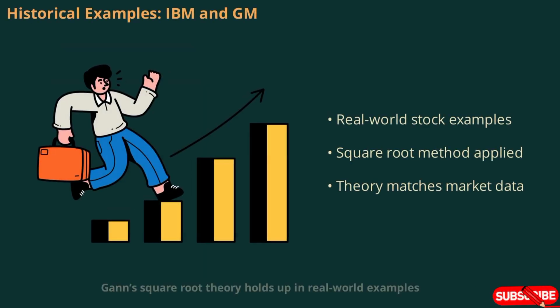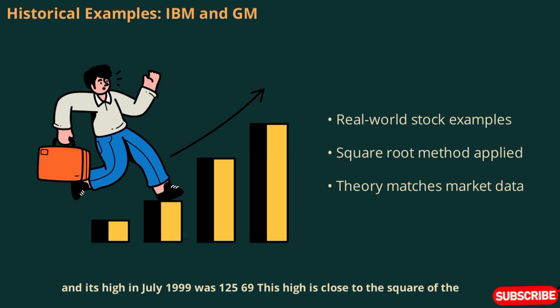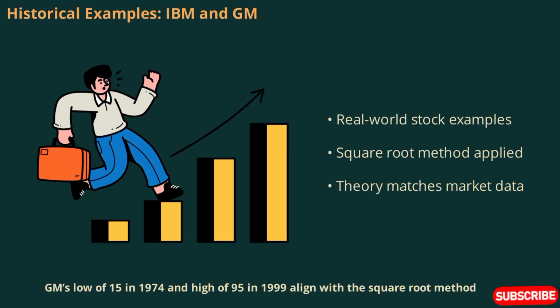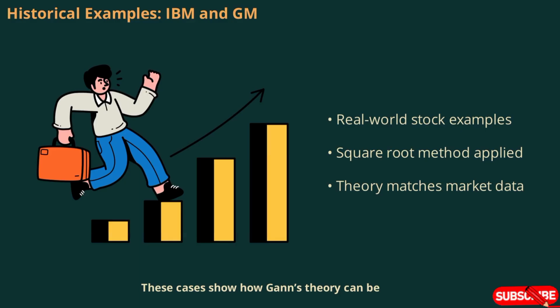And square root theory holds up in real-world examples. IBM's monthly closing low in June 1962 was 4.52, and its high in July 1999 was 125.69. This high is close to the square of the sum of the square root of the low plus 9. Similarly, GM's low of 15 in 1974 and high of 95 in 1999 align with the square root method. These cases show how Gann's theory can be applied to actual market data for powerful insights.